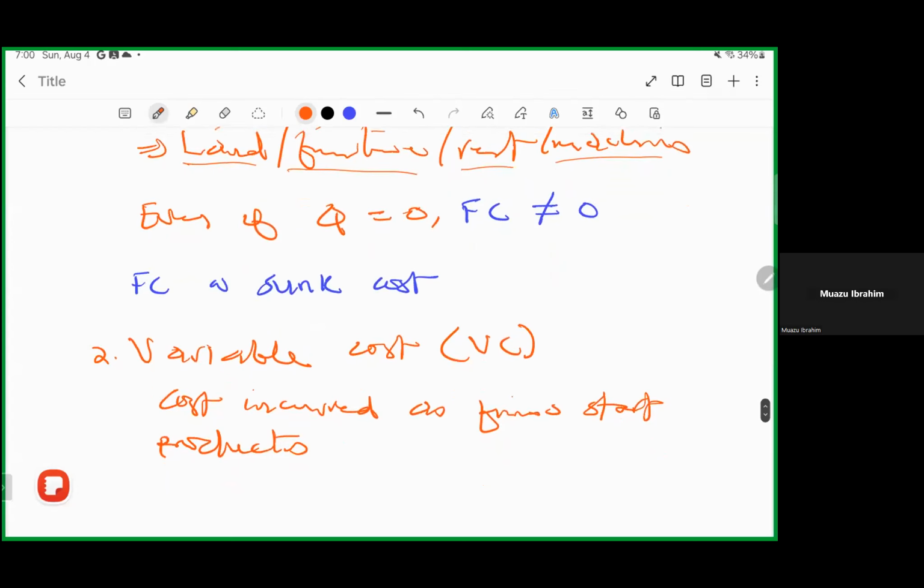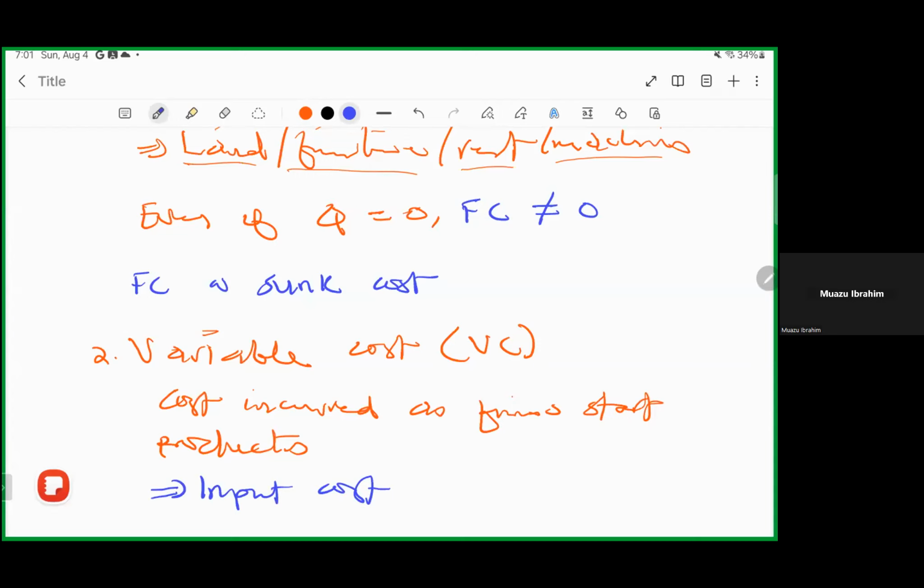Which means that these are the costs that you will be incurring if a firm is actually producing. In other words, if a firm is not producing, you don't incur any variable cost. You can think of a variable cost as input cost. If you don't produce, you don't spend.